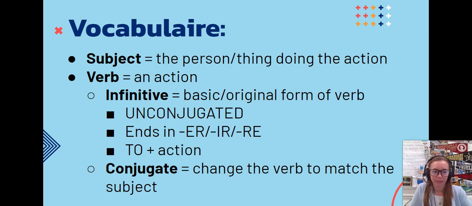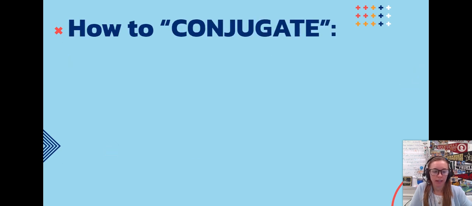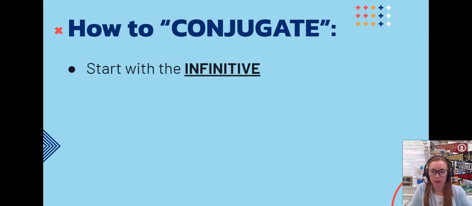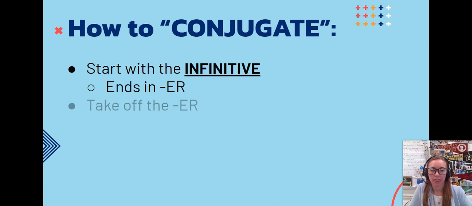So that was a lot of grammar terms here. Let's check it out. We are going to focus today on a group of verbs called ER verbs. They follow a predictable pattern. You always start with the infinitive. Think of that as the papa verb. That is what you want to start with, the one that ends in ER. Then you're actually going to take that ER off.